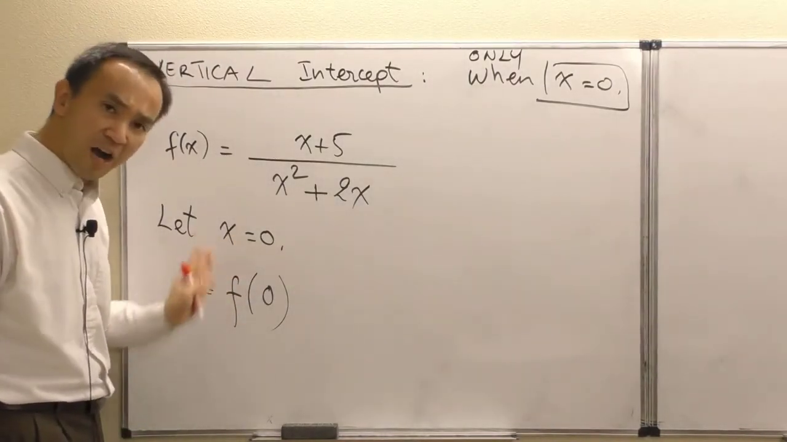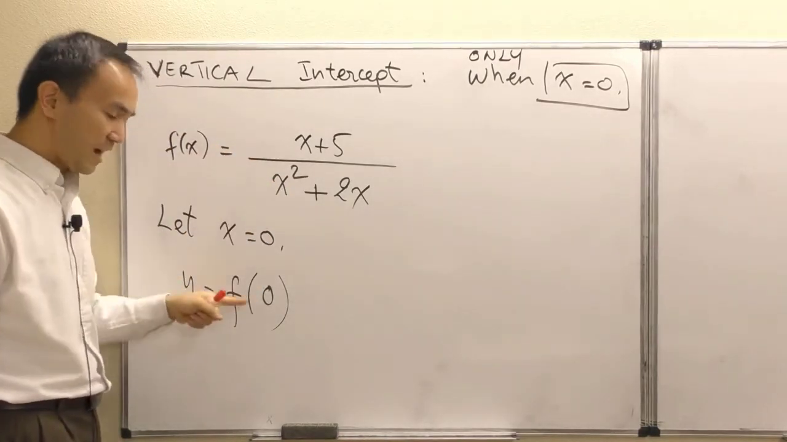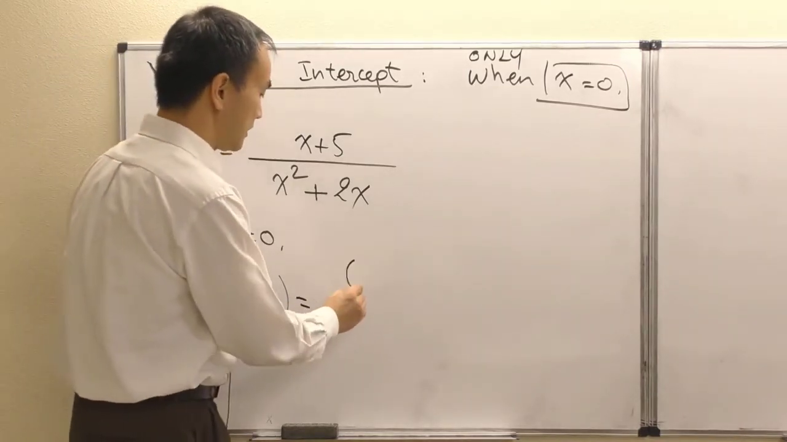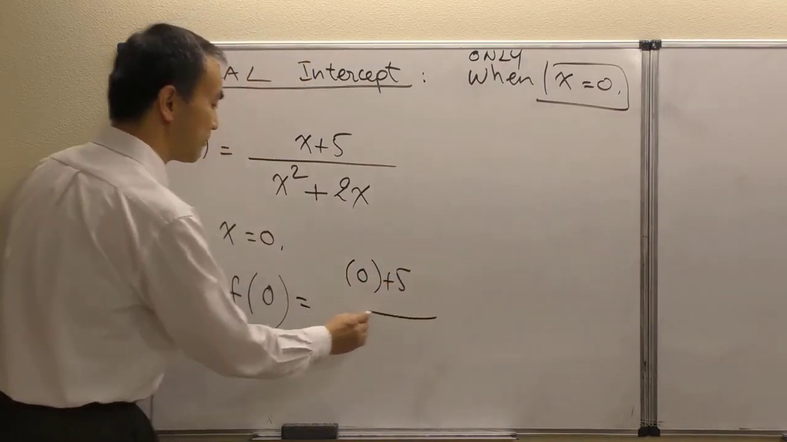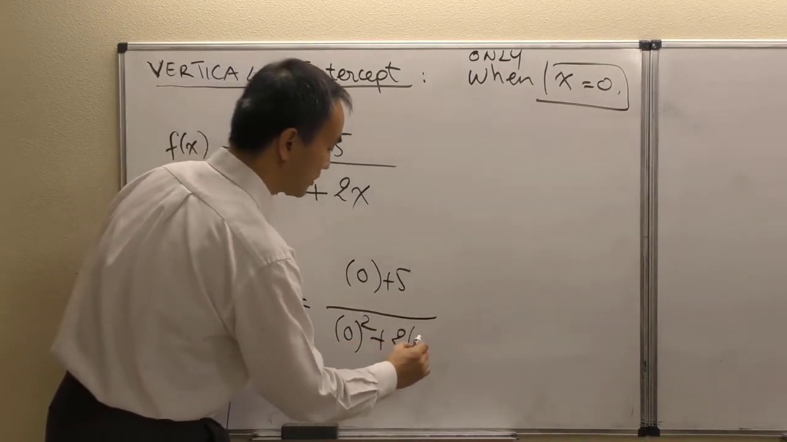Because now we only know that the x value at the y-intercept must be 0. But to find the y value, to complete that intercept point, we have to substitute x equals 0 into the function. Now the rule says 0 plus 5, which is the input plus 5, divided by input squared plus 2 times the input in the denominator.